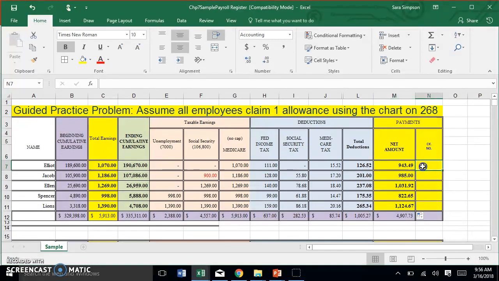The check number would be the checks that would be assigned as each employee would get cut a paycheck. And I'm just going to arbitrarily assign numbers in order. The book will normally tell you which numbers to start them with. And that is how to complete a payroll register.